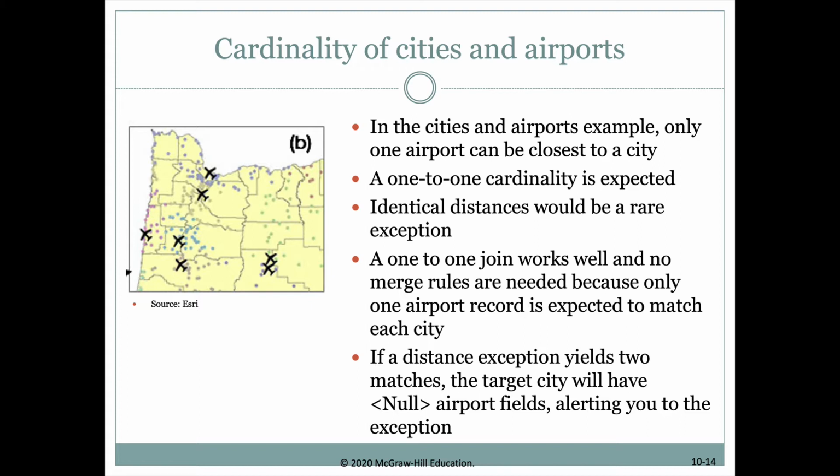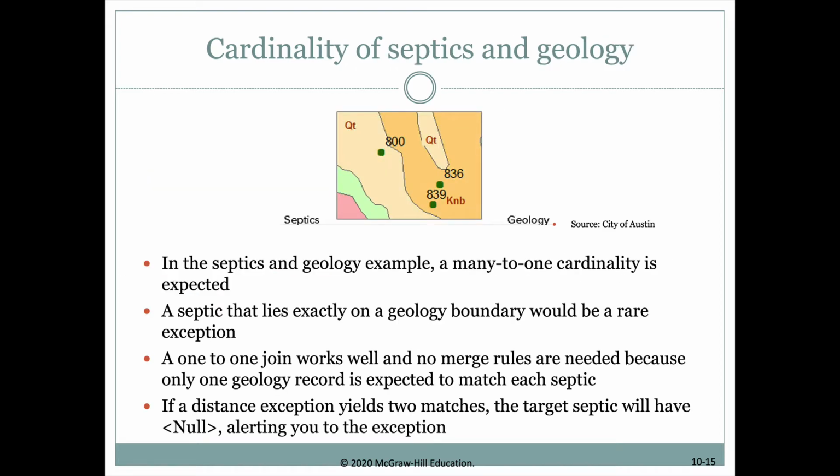However, that is possible. Two different airports could be identical distances from one city, and if that is the case, then that field is given a null value. And this null is just to indicate to the user that there's not one particular airport that is that minimum distance from the city, that in this example here there are two.